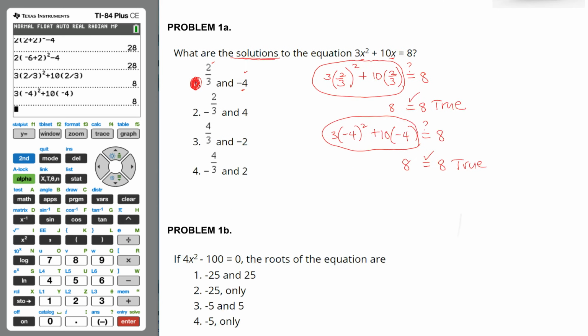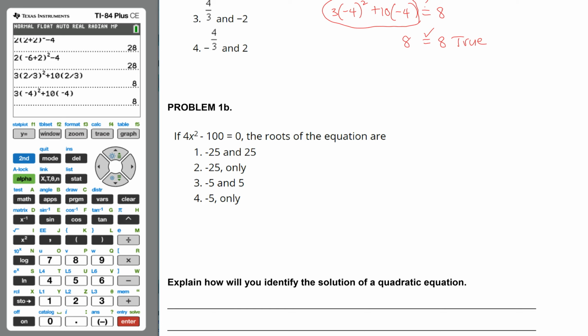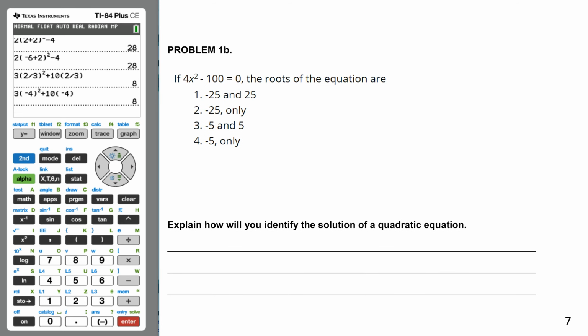Okay, now let's work now on problem 1b. If 4x squared equals 0, the roots of the equation are. So here's a word that is new. Roots here means the same as solution also. So if you encounter this word, roots means it is also solution of the equation. So same process. So when you see solution of the equation, we are trying to find what is a value that makes a statement true.